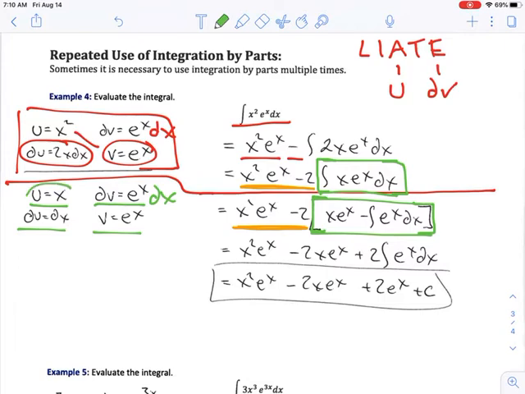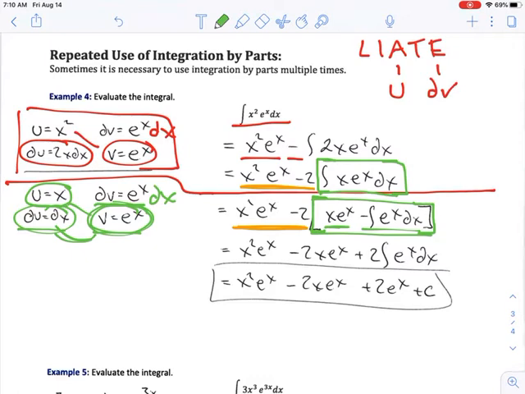So we have x times e to the x, that's my u times v, which is right here, minus the integral of v du, which is this times this, and there we have it. Now, the resulting integral, e to the x, we know how to integrate that. It's e to the x.